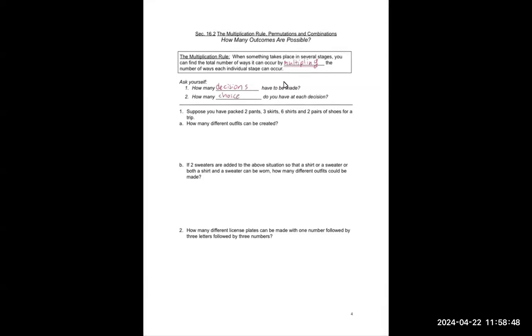So let's see an example. Suppose you have packed two pants, three skirts, six shirts, and two pairs of shoes for a trip. How many different outfits can be created? So you really have to think about what we have to choose. Oh, they do worry about shoes.